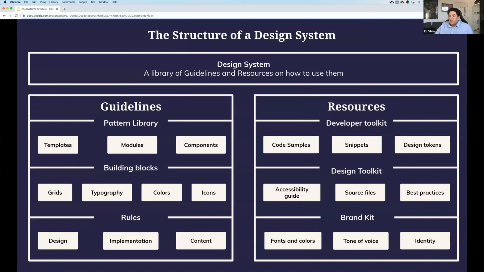And then depending on the scale of your design system, you might also have resources, right? It's not just a style guide, but code samples, snippets, maybe design tokens. In your design toolkit, you might have things like accessibility guidelines, best practices, your brand kit, which could include your identity information, your tone of voice, your fonts and colors, and every design system is a little different. There's no one right or wrong way to do this. I know that Atlassian's design system has their tone of voice in it, whereas other companies think of tone of voice and brand as a different thing.